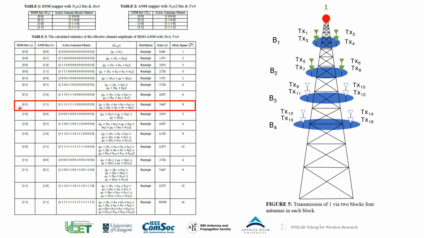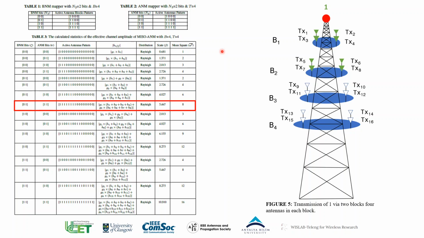And 1 1 corresponds to activation of 4 transmitted antennas in each activated block according to table 2. So we need to activate 4 antennas in B1 and 4 antennas in B2, and this is how we achieve the transmission of 1.